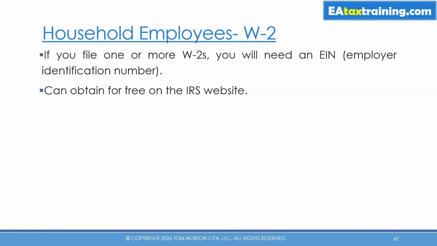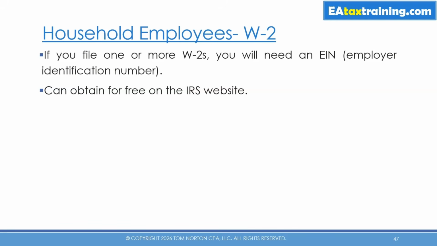If you do file one or more W-2s, then you will need an EIN, an employer identification number. These are easy to get. You can get it on the IRS's website in just a few minutes. And there's a few reasons that you want to get this EIN. First of all, because they tell you to. Secondly, because if you don't use an EIN on the W-2, your only other option is going to be to use your Social Security number. With all the identity theft out there, you do not want to be giving your Social Security number out to your employees.